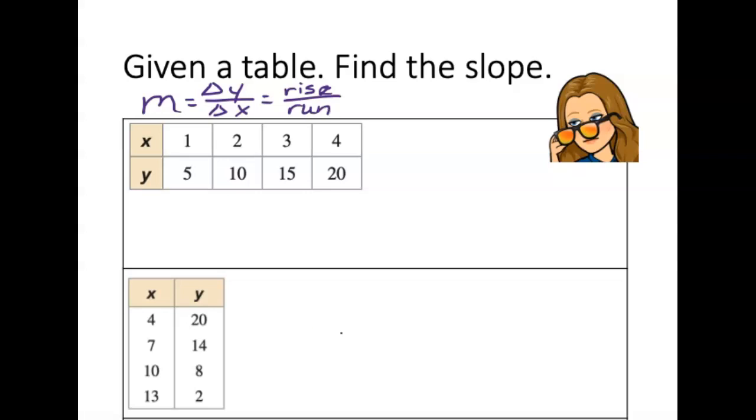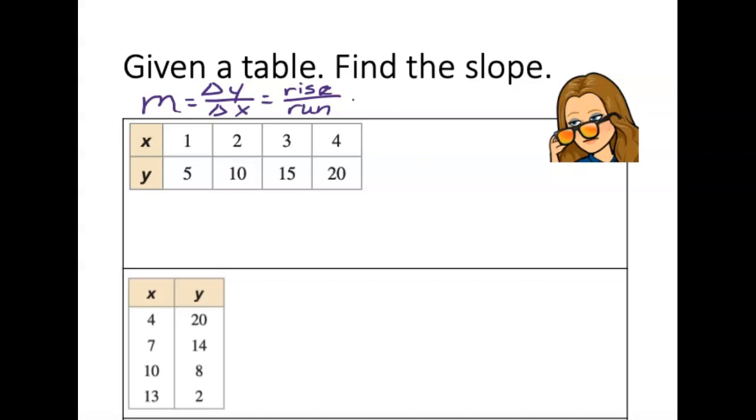Remember, we have lots of words for slope. We can say slope, we can say directions, we can say rate, we can use unit rate, we can use constant or proportionality. There's many words, but it's really just asking us, how do we get from one point to another? What is that constant that happens every time?